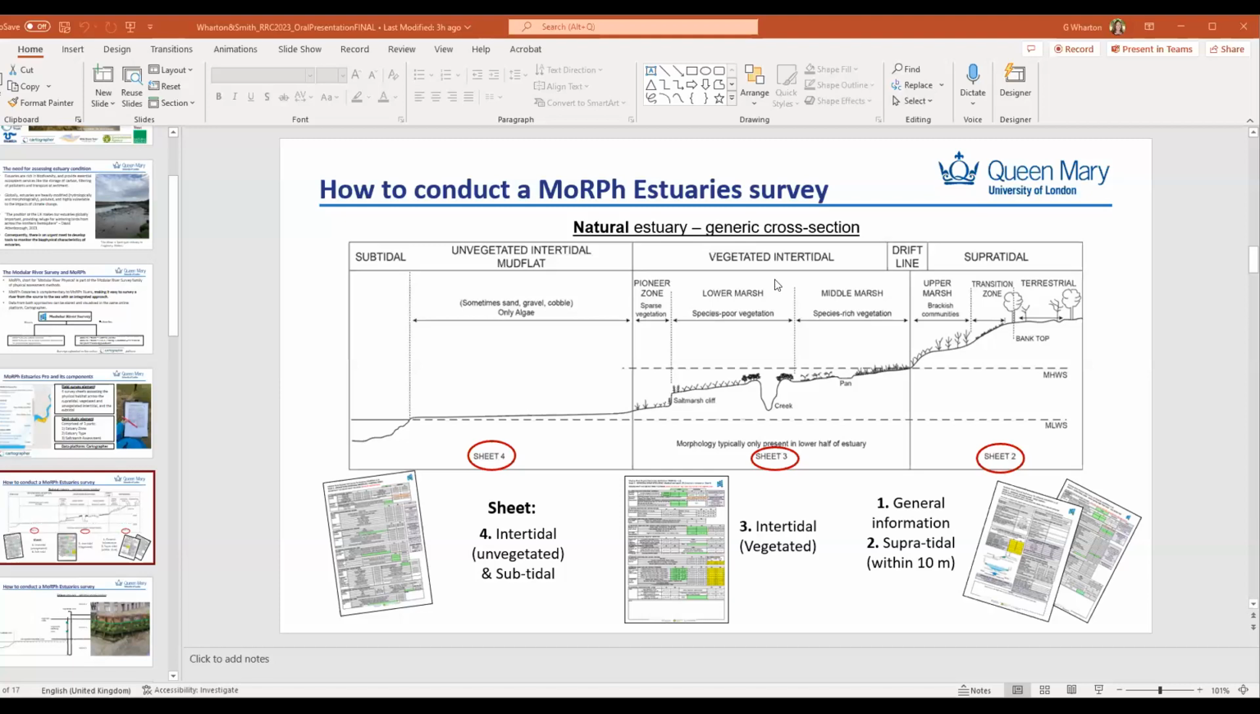In terms of the survey sheets, it's a field-based survey, and we have 4 sheets. On MoRPh rivers, we go from general information, to bank top and floodplain, bank face, and then the channel bed. On MoRPh estuaries, we have 4 survey sheets: general information again, a sheet for the supratidal zone, and the intertidal vegetated zone, separated from the supratidal by identifying the drift line. Then we have a sheet for the unvegetated intertidal zone and the subtidal together. These are the zones for a generic natural estuary.